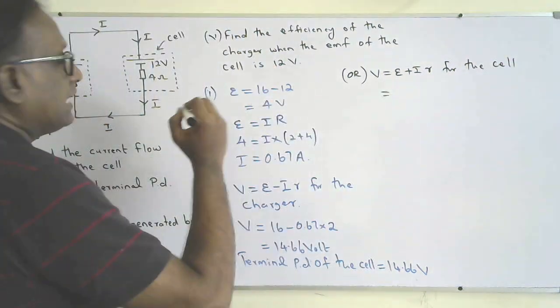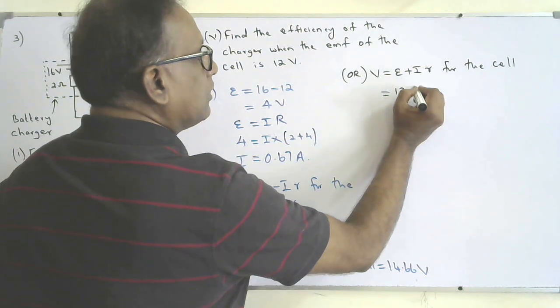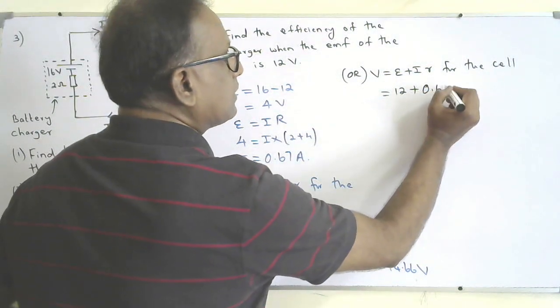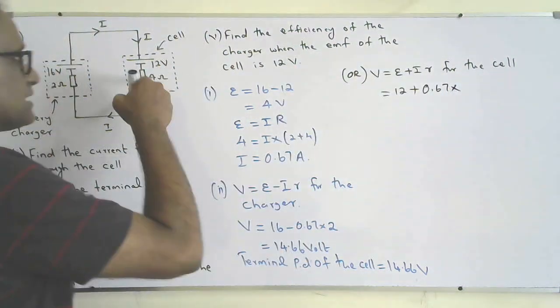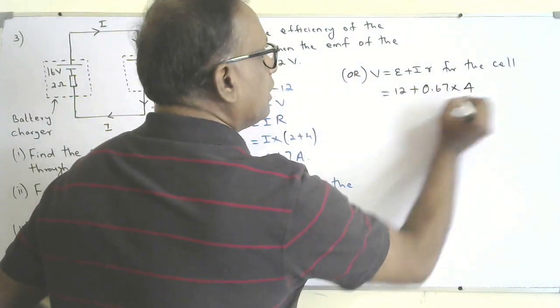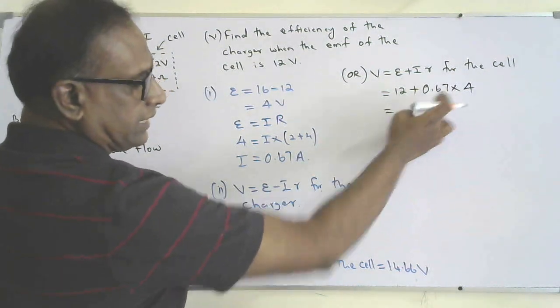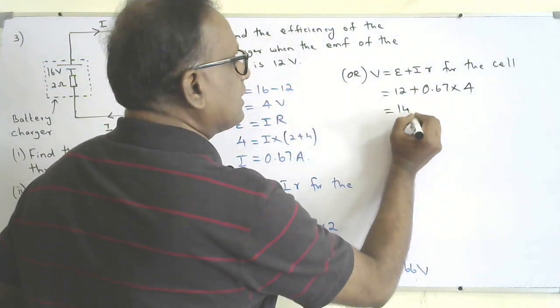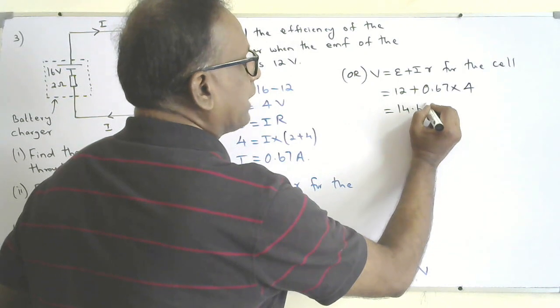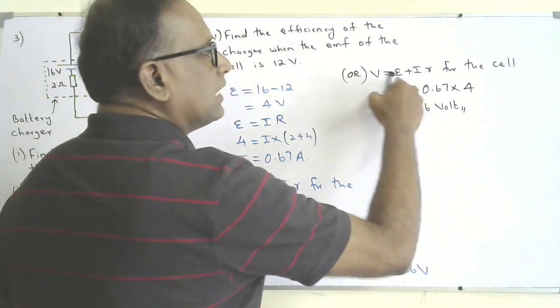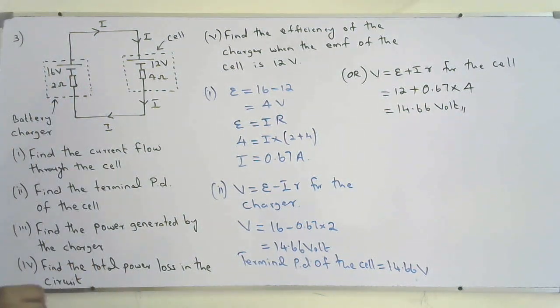So EMF of the cell is 12 plus current 0.67 times resistance of the cell, that is 4. You will get the same answer. Slightly it might vary because of the approximation in the current. So 14.66 or 14.67 you might get. But normally we don't use this in the Edexcel or Cambridge syllabus.